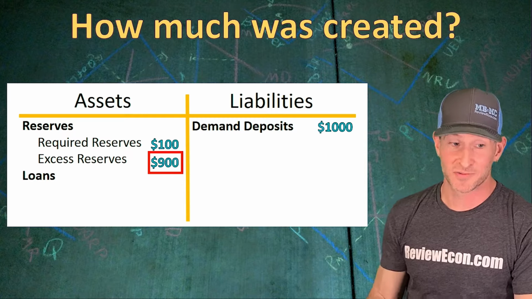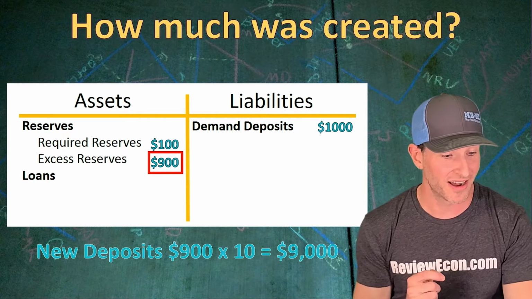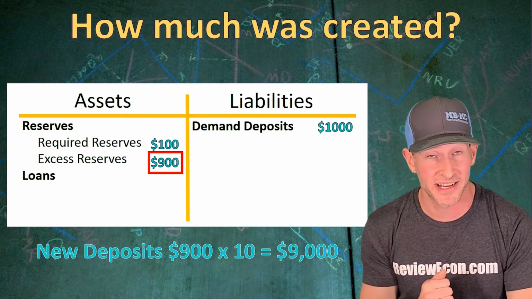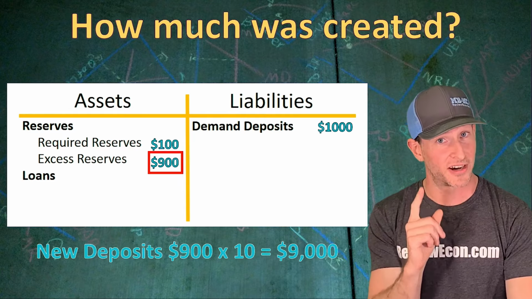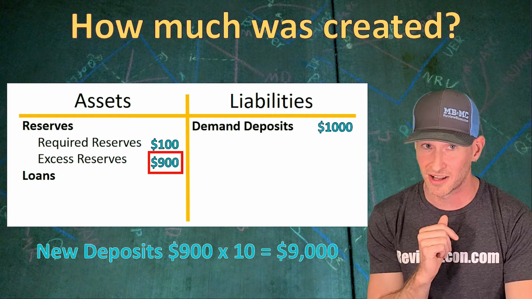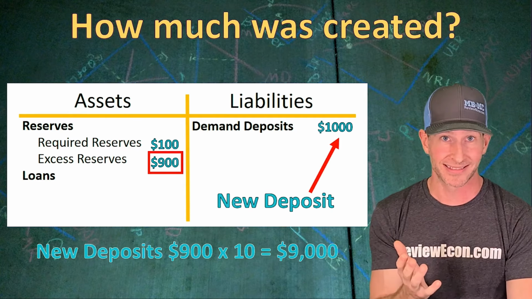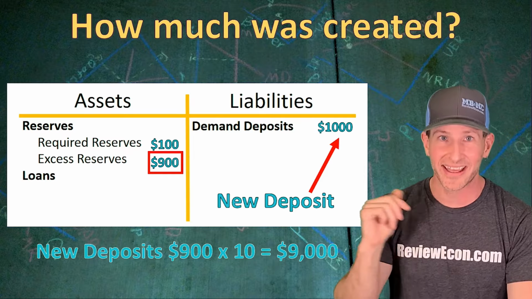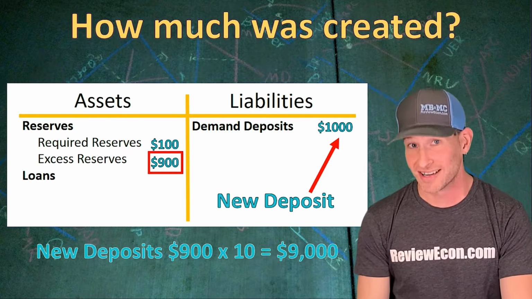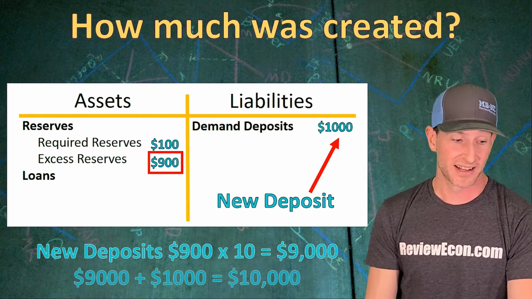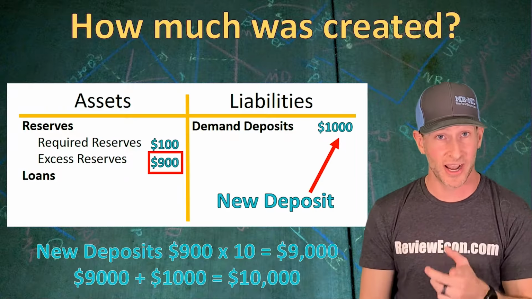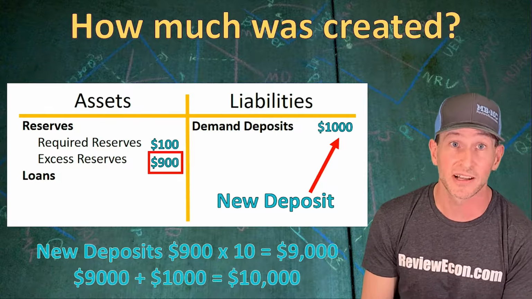Now on to deposits, we're going to take the excess reserves of $900 and multiply that by 10 to give us $9,000 worth of new deposits that can be created. And now we have to ask ourselves, was that original $1,000 a deposit? Well, yes, it was a deposit. Literally a deposit. So we're going to add that $1,000 to our $9,000 worth of new deposits, giving us a total of $10,000 worth of deposits that are created from Terry's original deposit of $1,000.